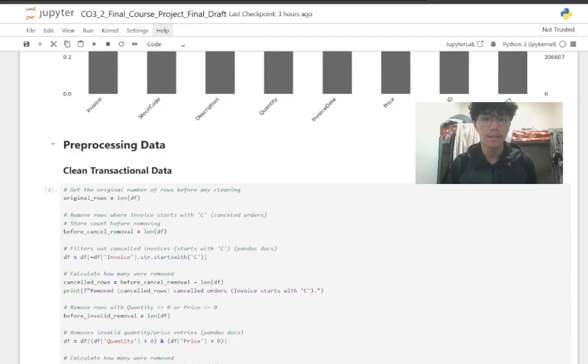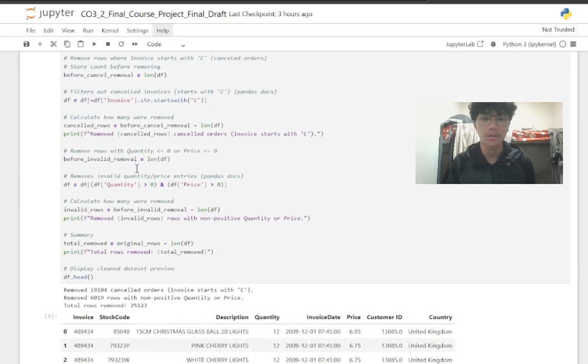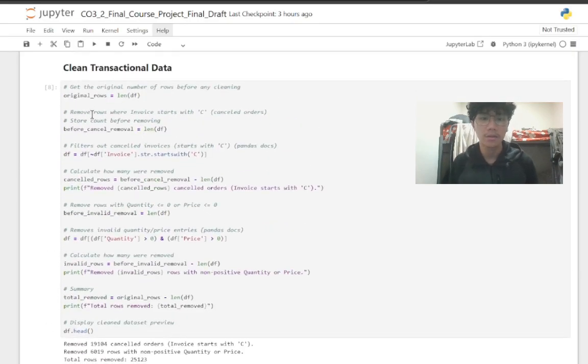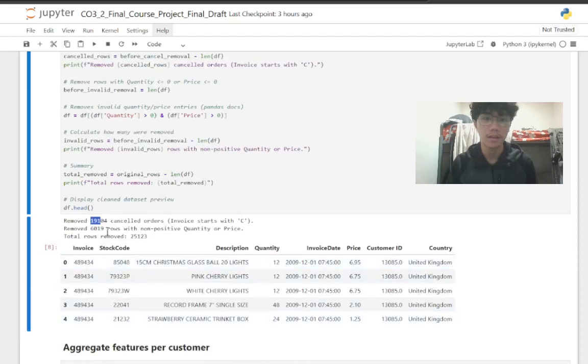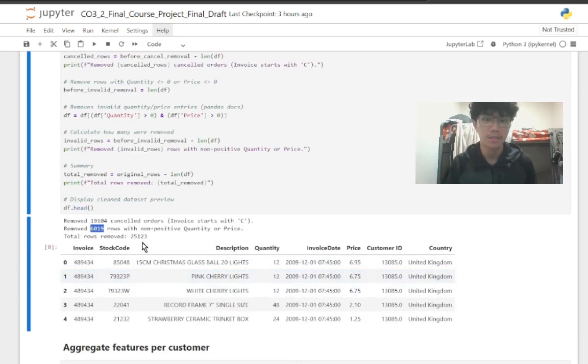Now for the main data cleaning. First, we removed all canceled orders. Those are transactions where the invoice number starts with a C, which took out over 19,000 rows. Then we filtered out any rows where the quantity or price was 0 or negative, and this removed another 6,000 invalid entries. This left us with a clean dataset representing only valid, complete purchases.